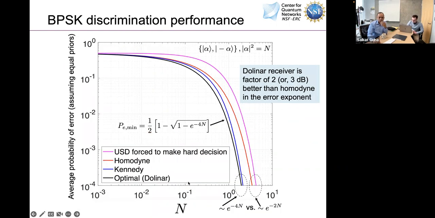I had already shown you this plot, I just wanted to show it to you again. This is the black line, the Dolinar receiver. It's a factor of 2, or 3 dB, better than homodyne detection in the error probability exponent, meaning how quickly the error probability dies with increasing mean photon number.